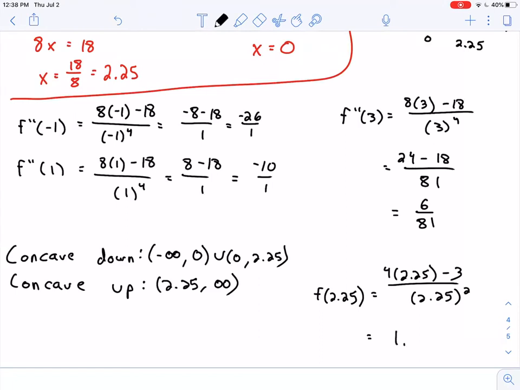I end up with 1.19 if we round to 2 decimal places here. So we have an inflection point at 2.25, 1.19. This is everything important that I've gained from the second derivative in this problem.